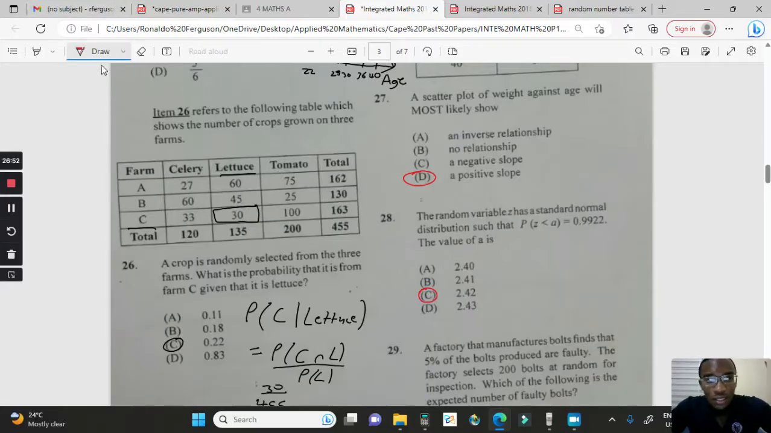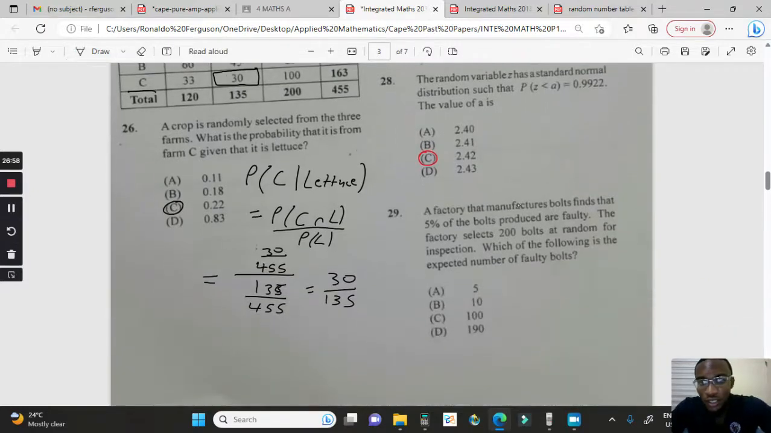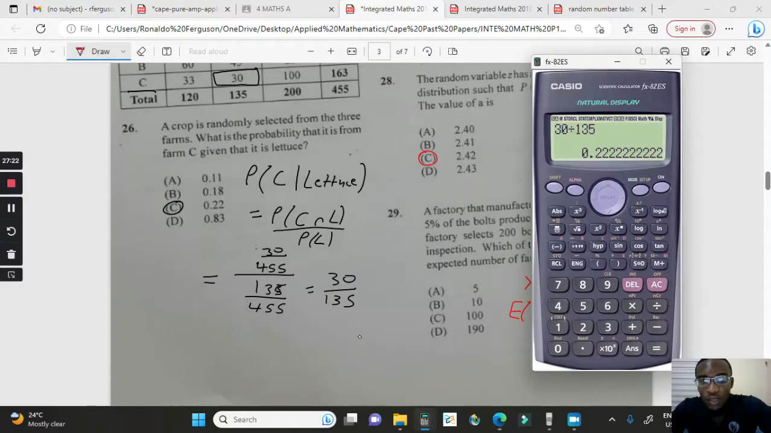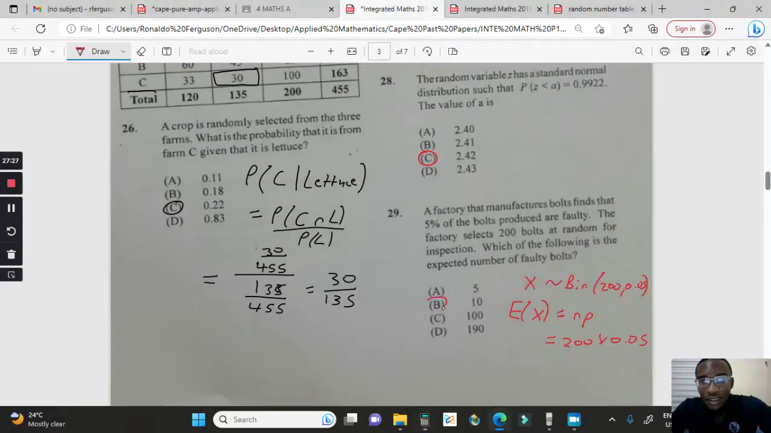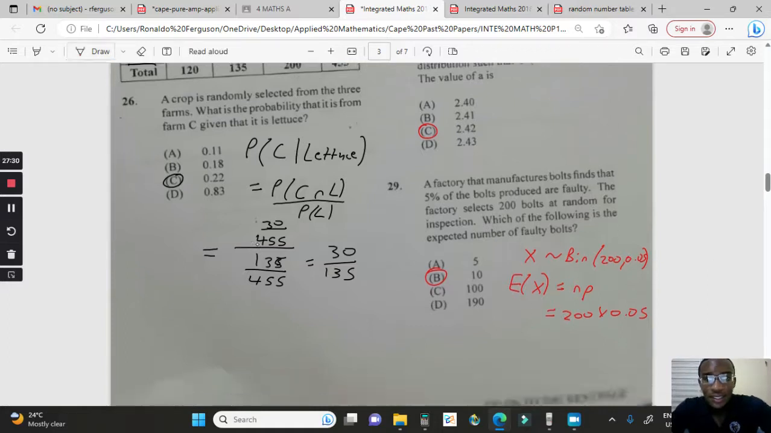Moving right along, question 29. It says a factory finds 5% of bolts produced are faulty. So X follows a binomial distribution, n is 200, and p is 5%. What's the expected number of faulty bolts? Expected is n times p, so we go 200 times 0.05. Punch that in the calculator. 200 times 0.05 is 10. B. Done. Easy.